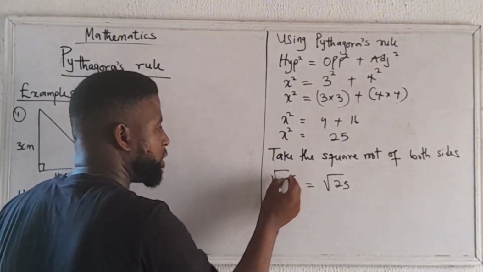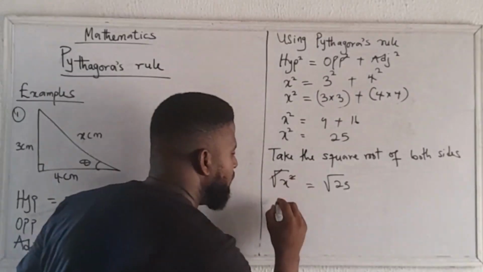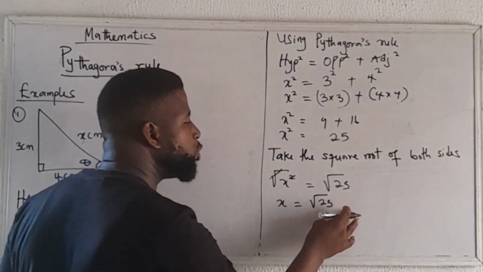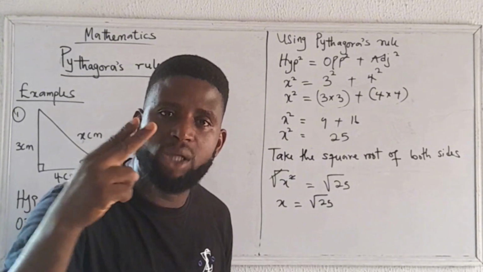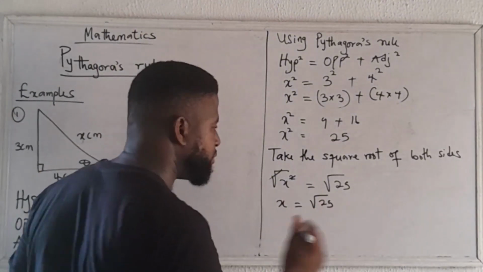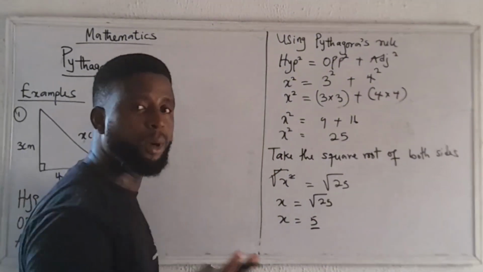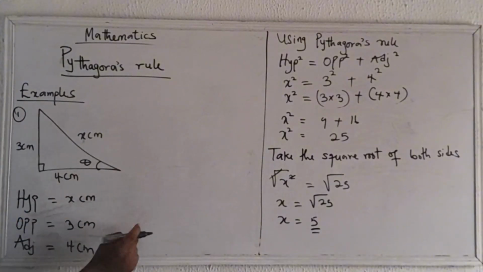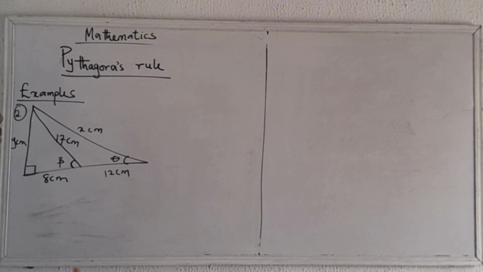So at this point, this square will cancel this square root, and we have x left. x is equal to the square root of 25. The square root of 25 simply means what number will I multiply twice to get 25? And that is 5. 5 is that number that I'll multiply twice to get 25. So at this point, my hypotenuse is equal to 5 centimeter.